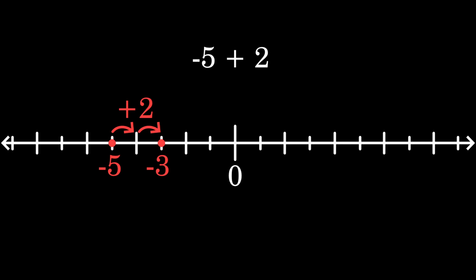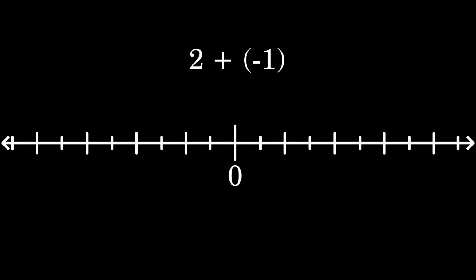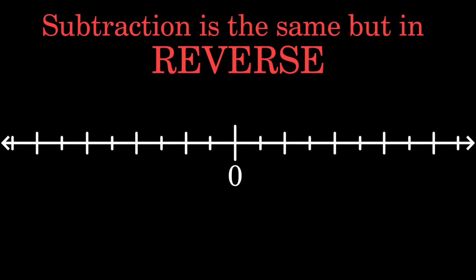To understand that, it may help us to look at a number line. When dealing with addition, we plot the first point on the number line and move it in the positive or negative direction, depending on if the second number is positive or negative. For example, with negative 5 plus 2, we plot negative 5 on the line and move it in the positive direction 2 places. For 2 plus negative 1, we plot 2 and move it in the negative direction, since the second number is negative. Subtraction is the same but in reverse. You have to remember that it is in reverse.